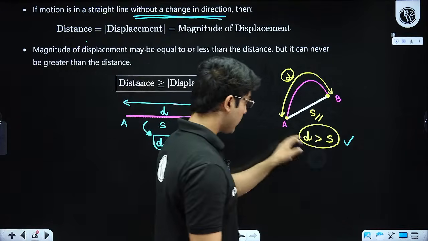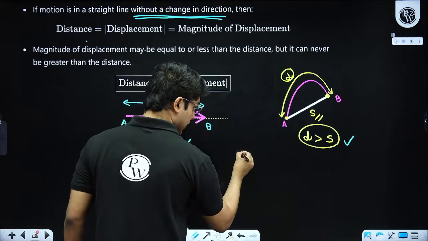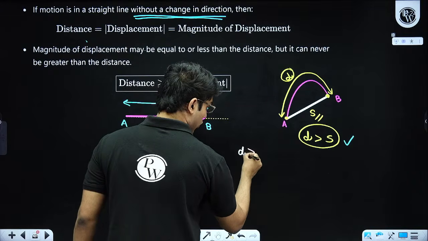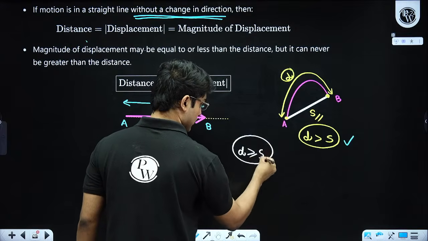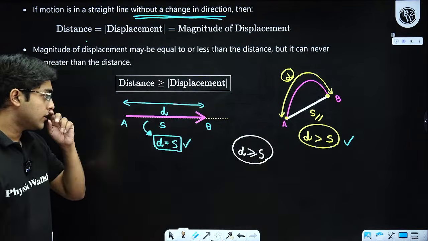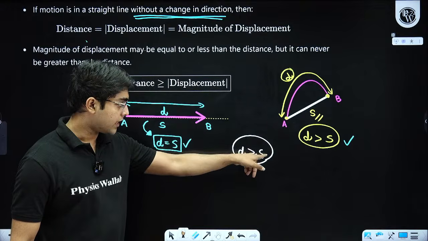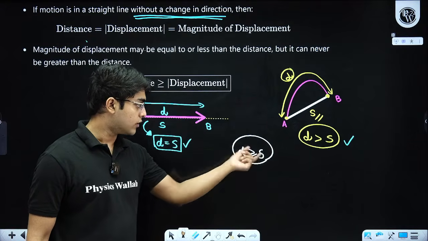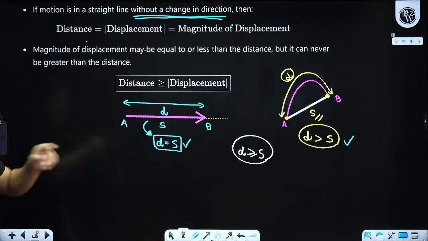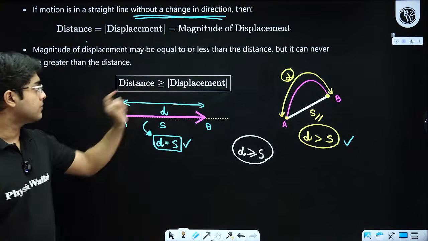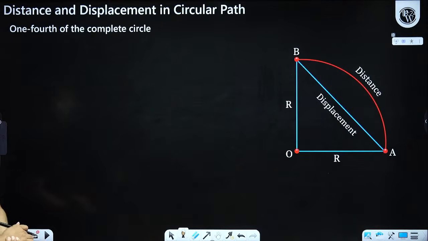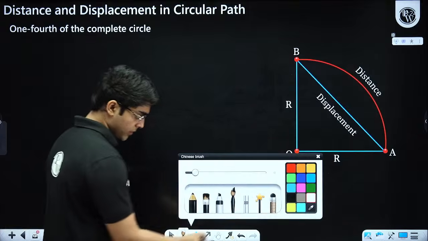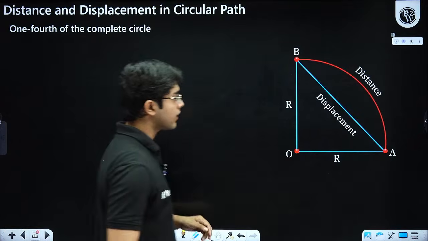So if you want to combine these two facts, you can say distance is always greater than or equal to displacement's magnitude. In general, it is greater than displacement, but in one case, it is equal to displacement. So that is what is written over here. Okay. So yeah, it's a simple fact itself. So now we can get to some question solving. You guys can try this out.